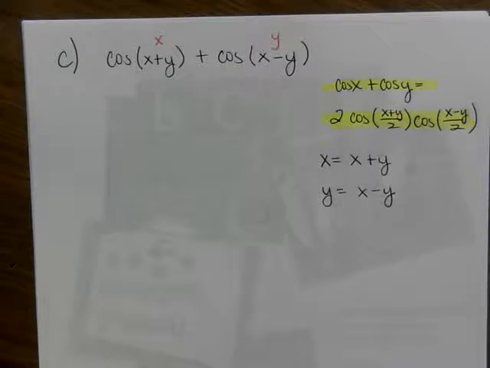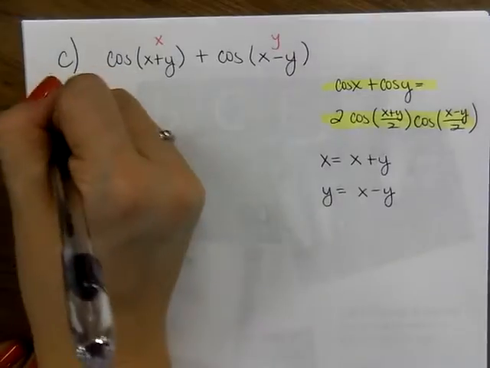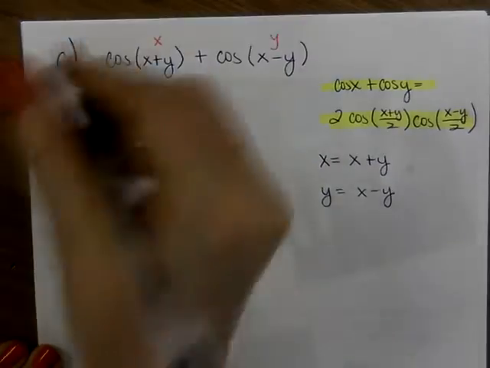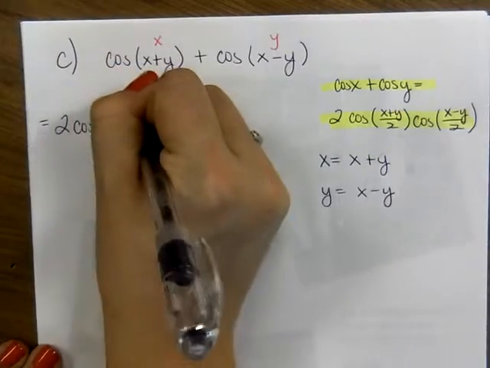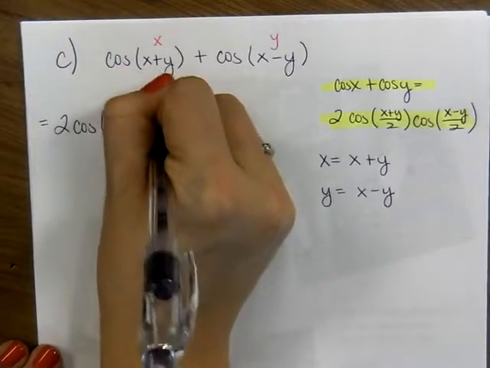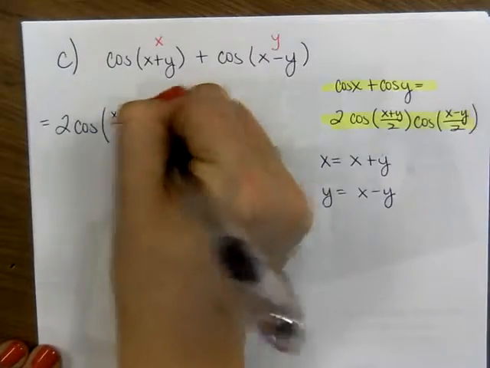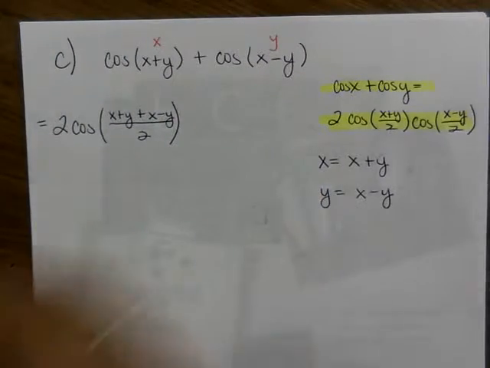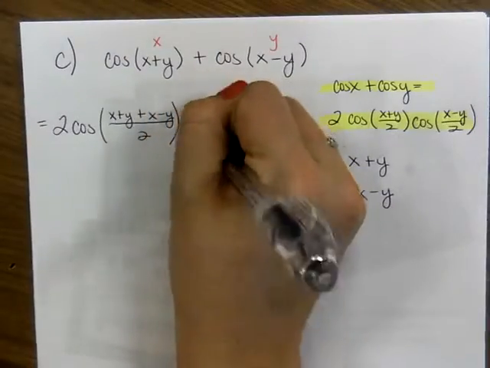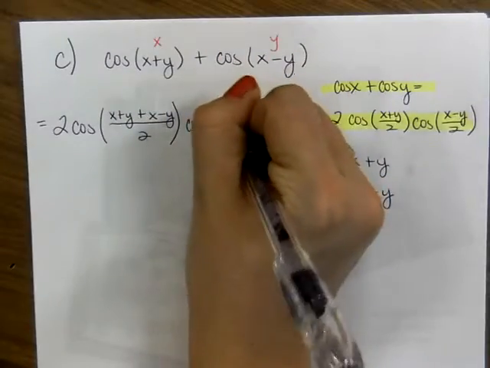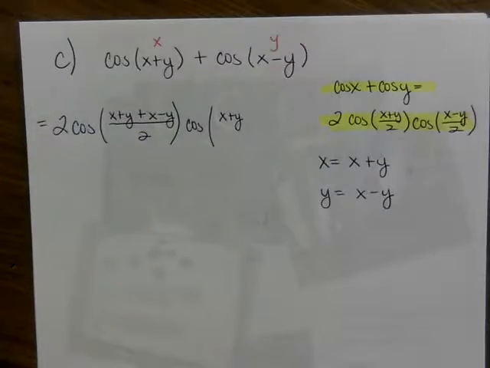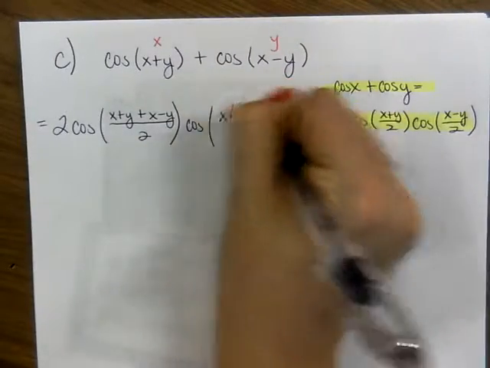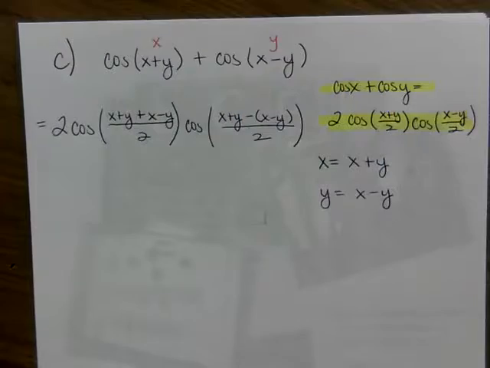Okay, so now we're going to plug it in and evaluate. So we have 2 times the cosine of, x is (x plus y) and y is (x minus y), all divided by 2. Times cosine of (x plus y) minus... Now when you subtract y, you really need to subtract that whole quantity. So we want parentheses around the (x minus y).